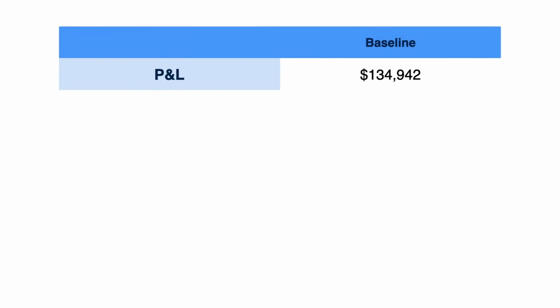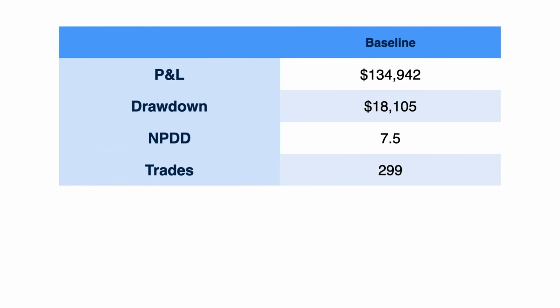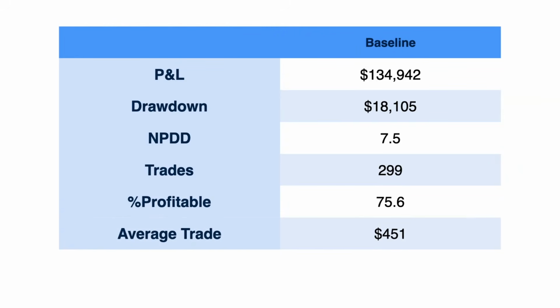The P&L was 134K. We had a drawdown of about 18K. That gives us a net profit versus drawdown of 7.5. I like to look at this, and I like to see a minimum of 2, and we're well above that. We have about 300 trades, which is a decent amount, and 75% are profitable, which is really pretty astounding, but it is a shorter term strategy. And the average profit per trade is $451.